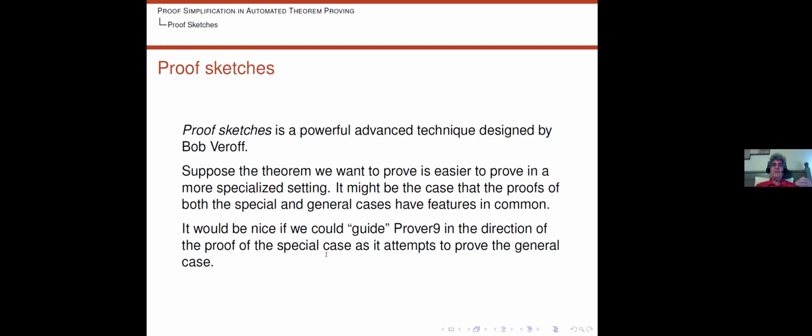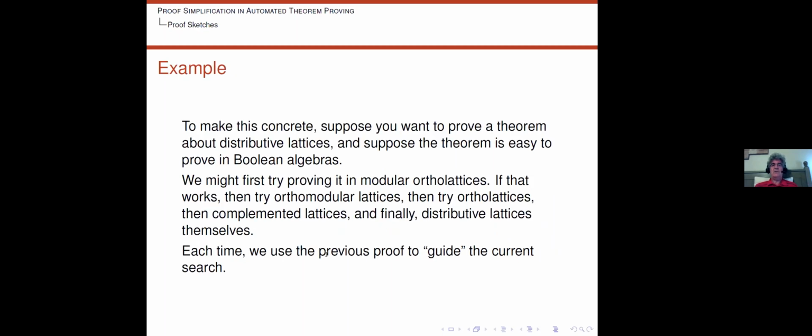The idea is that maybe you have a theorem you want to prove, but it's easier to prove in a more specialized setting. Then it can be the case that the proofs of your general and special settings might have a lot of features in common. So wouldn't it be great if you could do the special case that's easy first and then guide the search for the general case using the special case's proof? That's what the idea of proof sketches is based on.